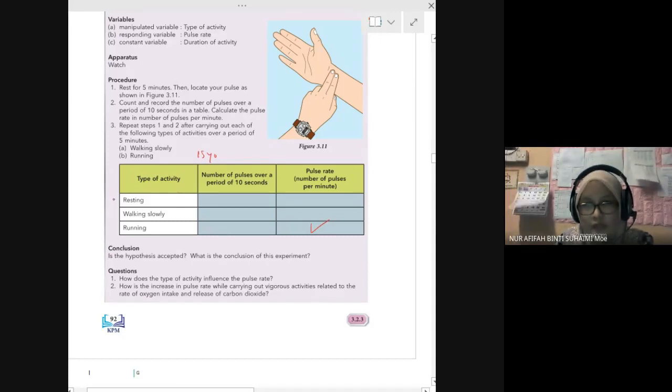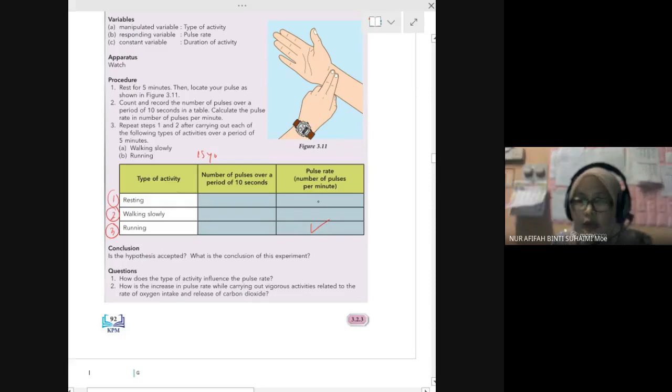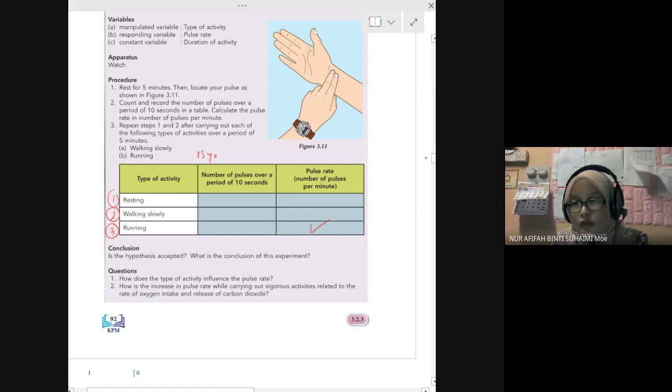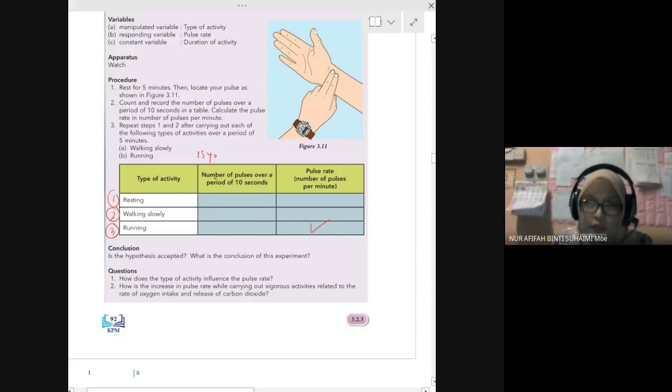The same person is resting first, and after that for 2 minutes walking slowly, and then another 2 minutes running. So there are 3 activities here: resting, walking, and running. For each activity, you take your pulse rate, the number of pulses per minute, and then we see what happened. Follow with the second student, third student. This one you can do individually.